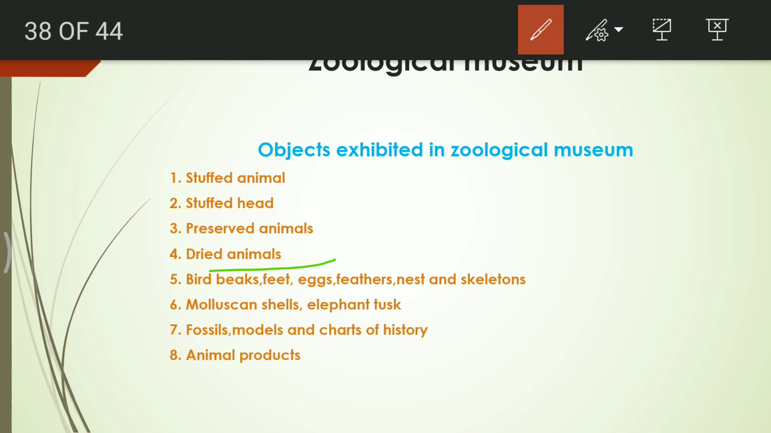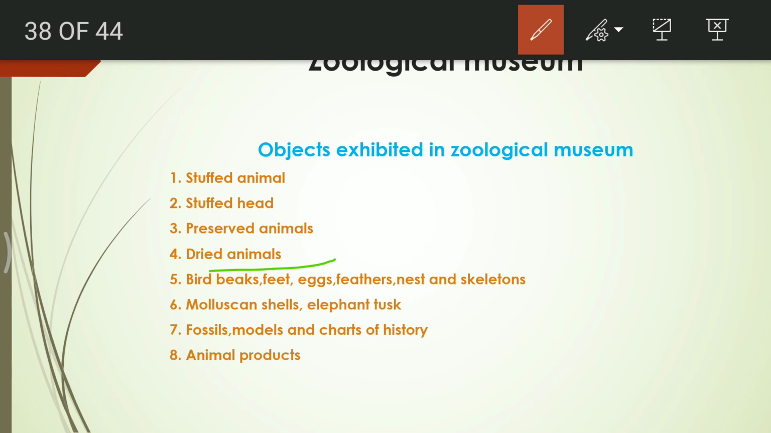Fossil models, fossils in the sense that during an archaeological study, if anything is found, that is also kept over there. Some models are there. Charts of history are also found. These fossils can be seen in some of the museums in foreign countries where the dinosaurs are kept. The bones of the dinosaurs are joined together and kept. Jurassic Park is one of the examples of it. You all have a little bit of an idea about it.